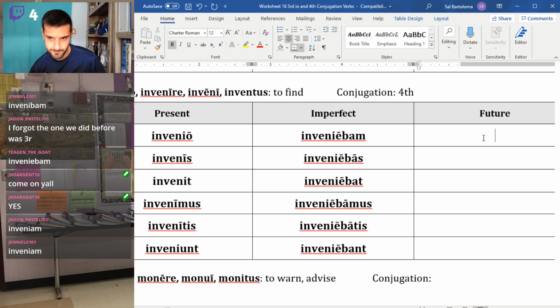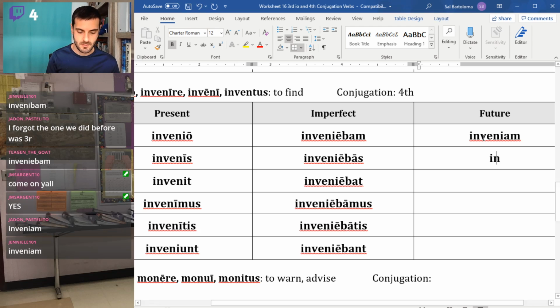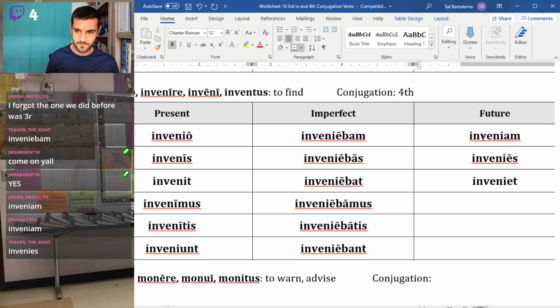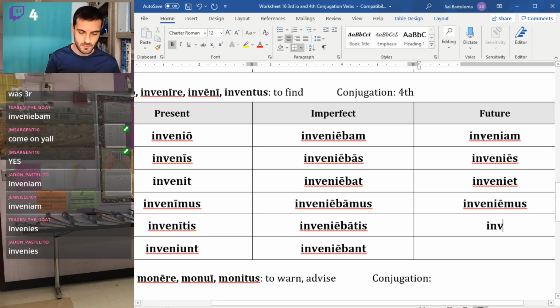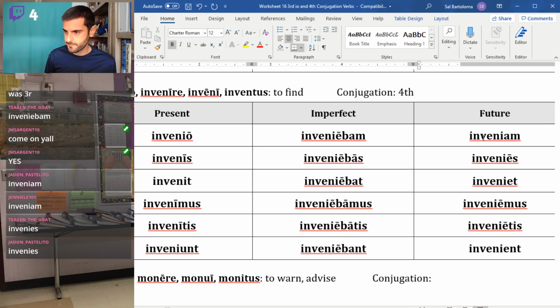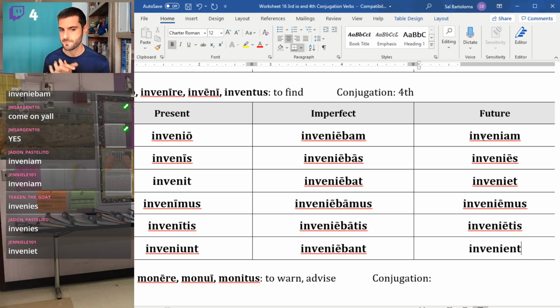There we go. Inveniam. Invenies. Inveniet. Inveniemus. Invenietis. Invenient. So the pattern is the same, but you have to put the I's in front because it's invenio, because it's fourth conjugation.